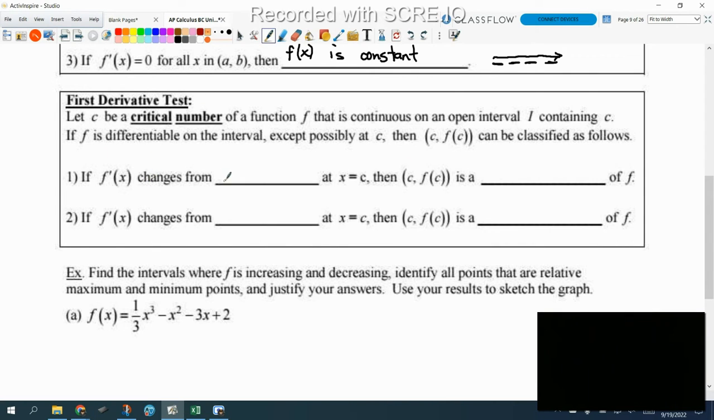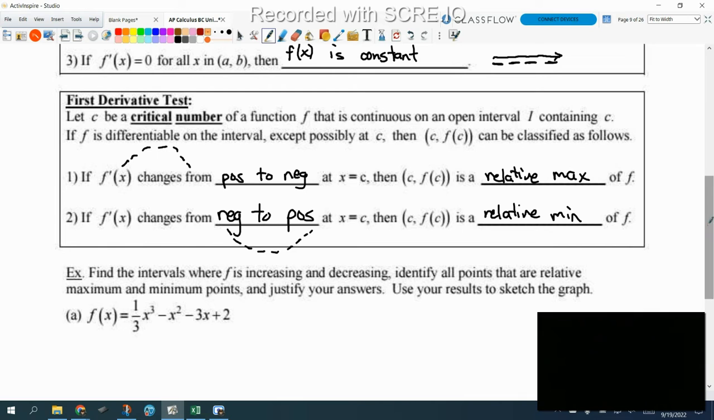If f prime changes from positive to negative, all right, so f prime positive changing to negative, then that point c, f of c is a relative maximum of f. And if f prime changes from negative to positive, so negative slopes changing to positive slopes, then that point c, f of c is a relative min of f. All right, so that's what we're going to do on this problem.